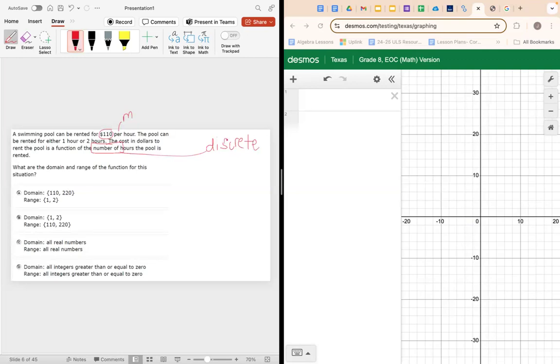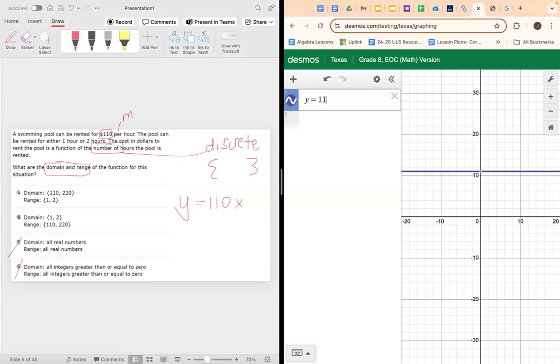Because we know discrete has brackets, I know I can eliminate answer choice C and D because I should have brackets. This is asking for the domain and the range of this function. If I know I can have 110 per hour, I have an equation already, which is y equals 110x. I'm going to go ahead and go to my decimals. Y equals 110x. I'm going to turn this into a table.